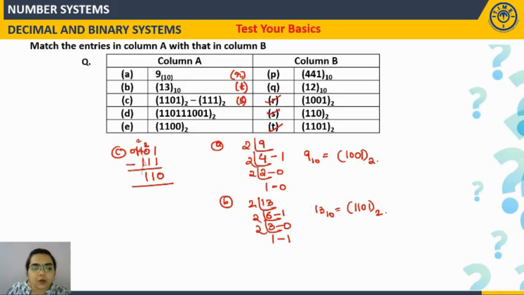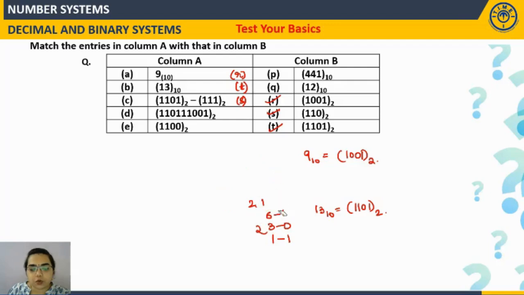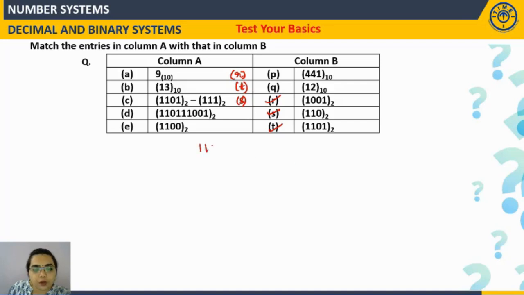Alright, next, 1 1 0 1 1 1 0 0 1. Okay, I'm erasing all of this. Let's do the other two questions also. Fine. So 1 1 0 1 1 1 0 0 1. All right. So let's begin. Let us see what is the number of digits. 1 2 3 4 5 6 7 8 9.